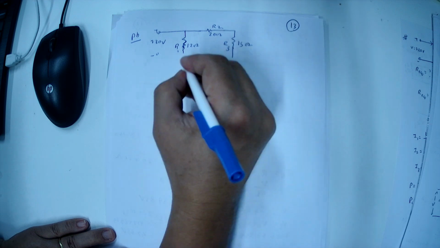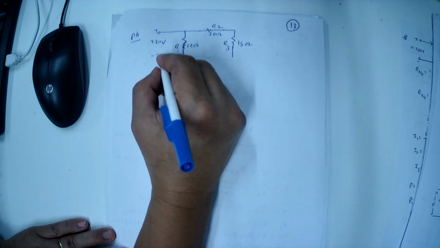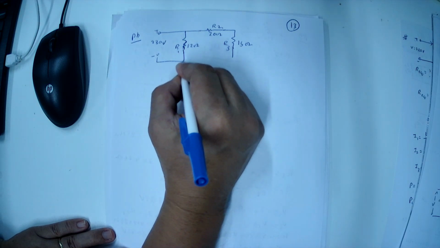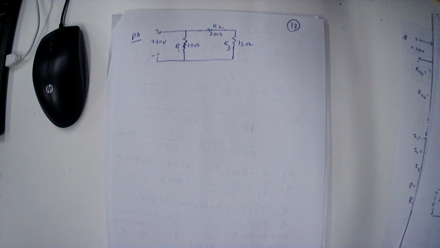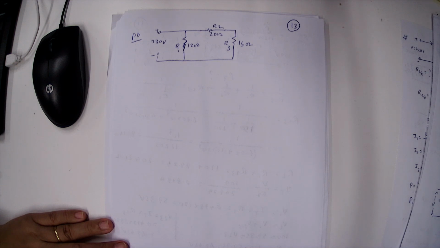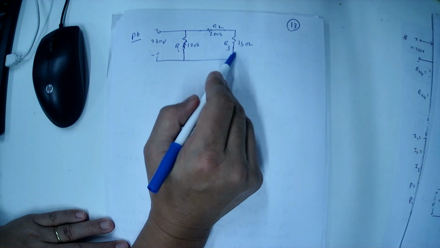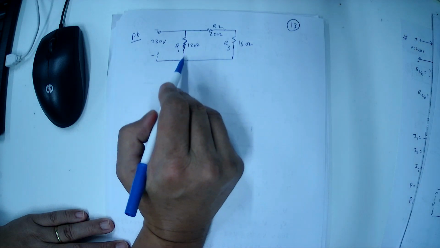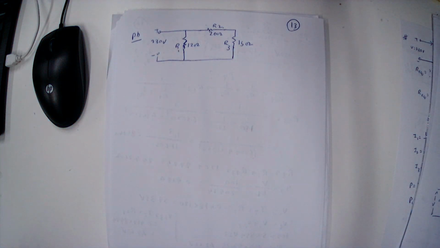R2 20 ohm and R3 15 ohm are connected in series. Then they are connected in parallel with R1 12 ohm. So this is the connection. The supply voltage is 230 volt. Voltage we have to calculate.